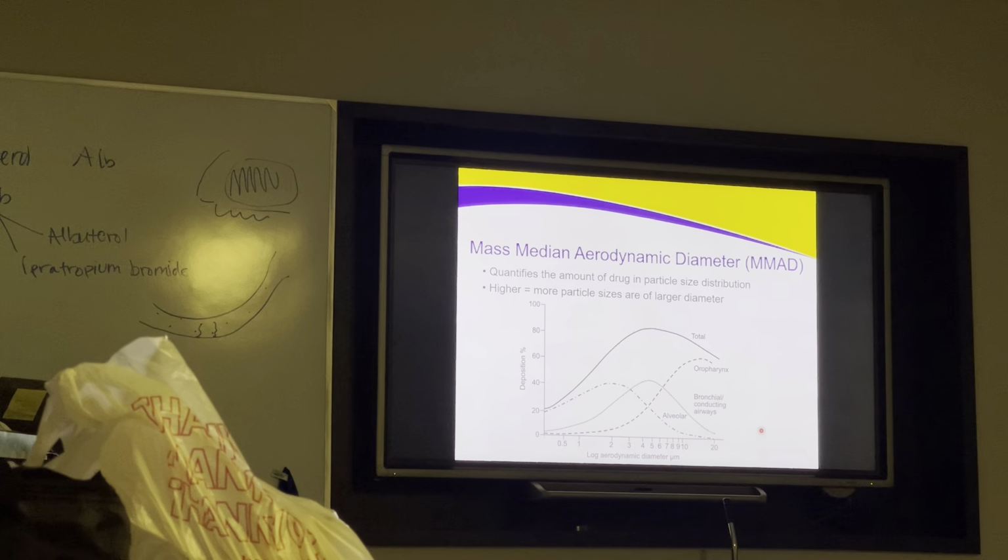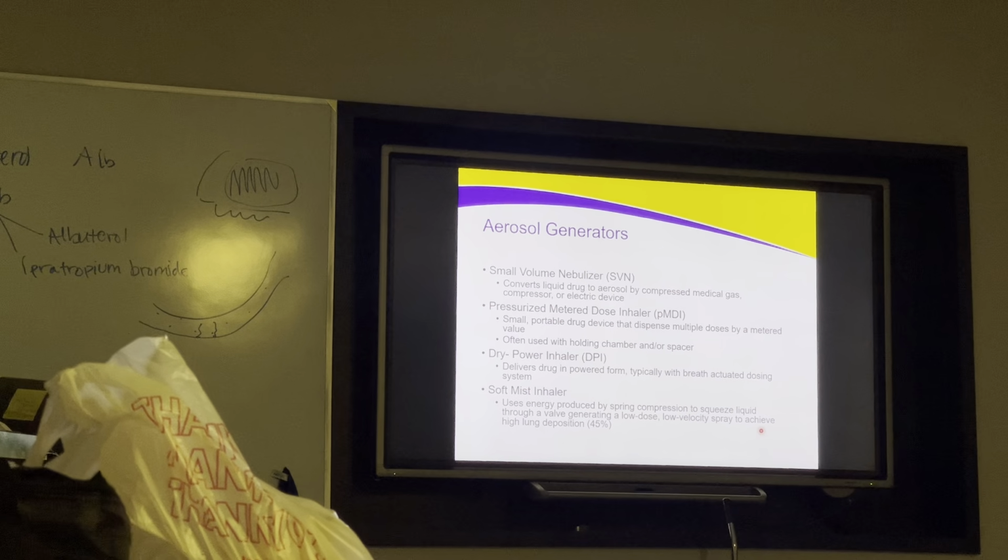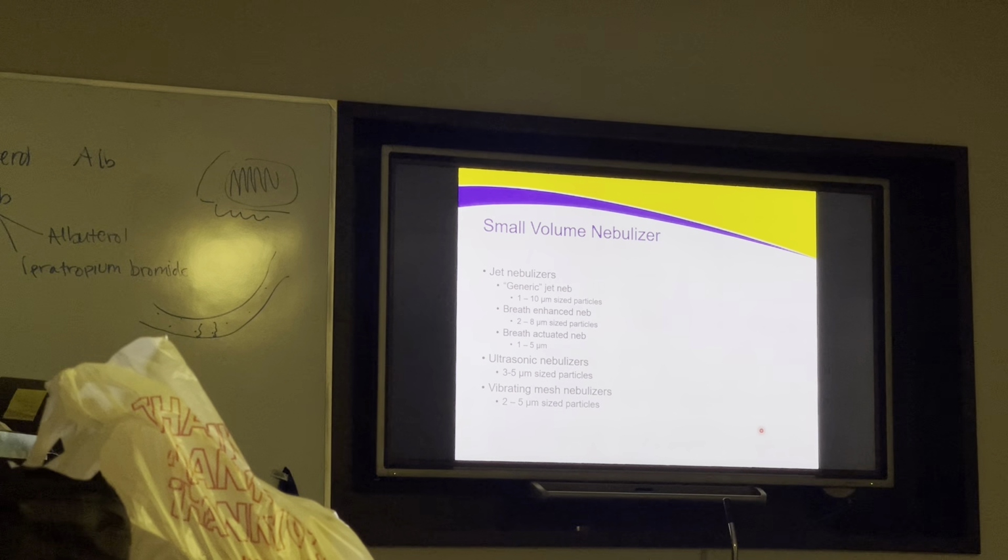There are different types of aerosol generators. We have small volume nebulizers, metered dose inhalers, or MDIs, sometimes written as pMDI because they're pressurized. Then we have dry powder inhalers, and we have soft mist inhalers. I'm going to play with all of these. Now I'm going to go ahead a slide, and then I'm going to come back, so don't freak out.